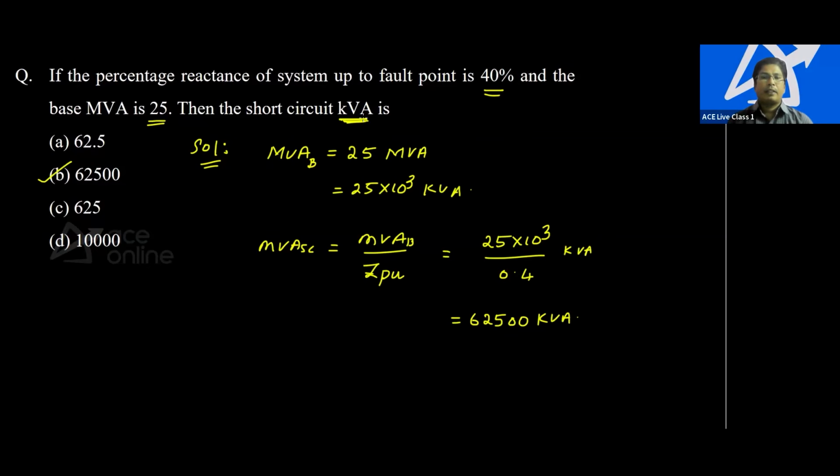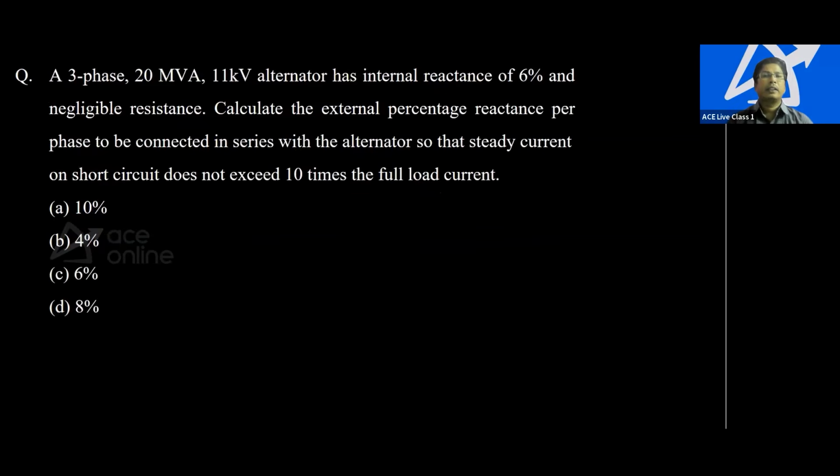Right. Next question, students. A three-phase 20 MVA, 11 kilovolt alternator has internal reactance of 6% and negligible resistance. Calculate the external percentage reactance per phase to be connected in series with the alternator so that the steady state short circuit current does not exceed 10 times that of the full load current.